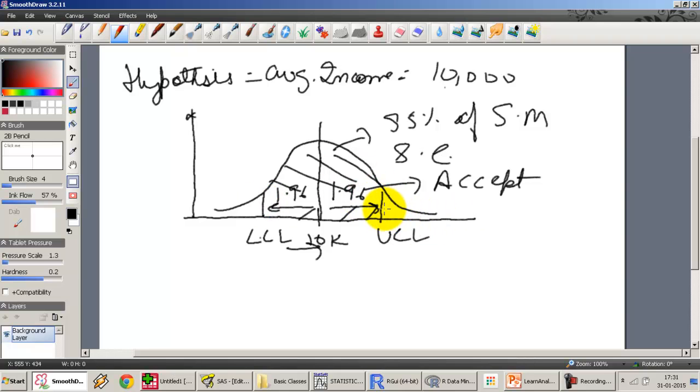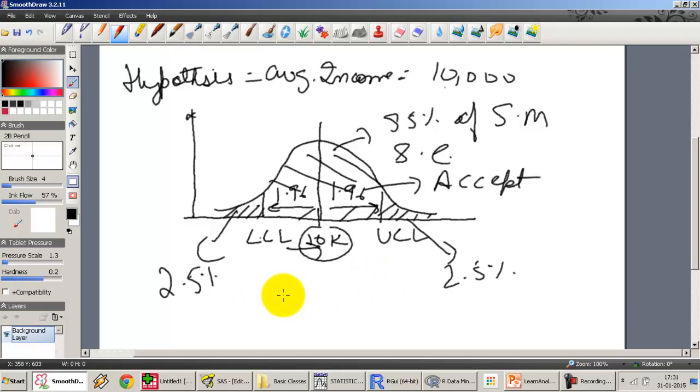But if the samples lie in this region or in this region, on the outside, that means such a sample, while it can be extracted from a population of mean 10,000, is highly unlikely. There is less than a 5% chance, 2.5% here and another 2.5% here, that such an extreme sample can be extracted from a population of mean 10,000. Not to say it can never happen; in 5% of the cases it will happen, but in 95% of the cases it will not.